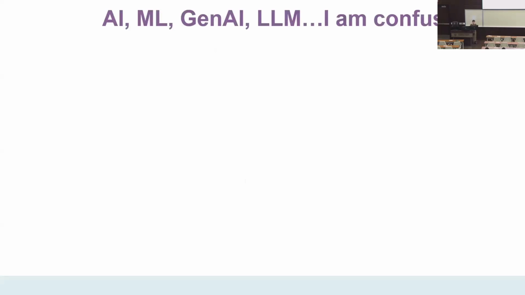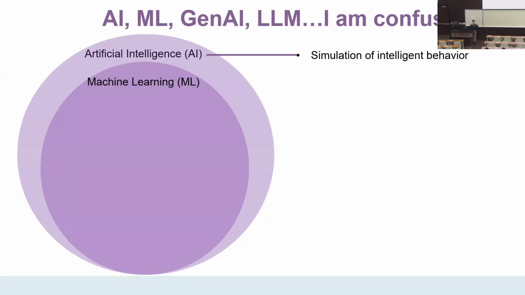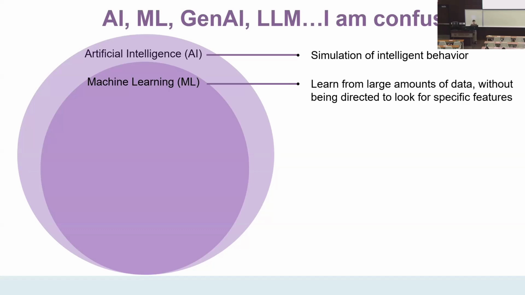Okay, so just very basic concepts. We talk about AI, ML, Gemini, LLM. Basically, you just have to remember AI is the buzzword, the big word, an umbrella term that covers everything related to simulation of intelligent behavior. Within that umbrella, there is machine learning, which means that the algorithm can learn from a large amount of data without being directed to look for specific features.